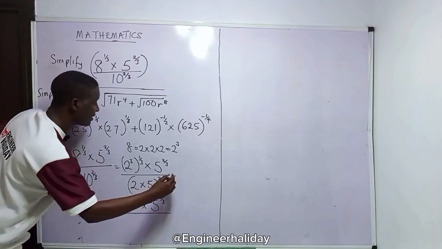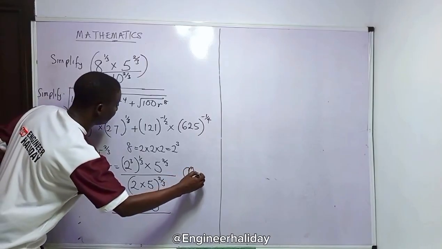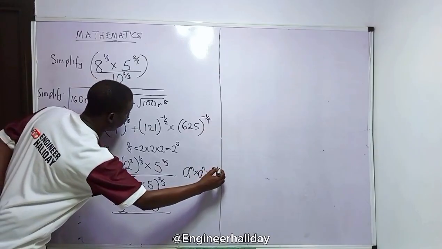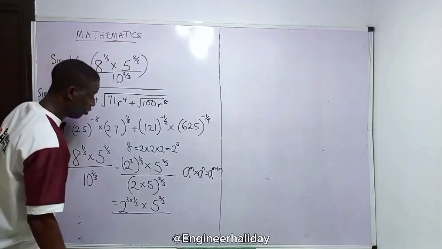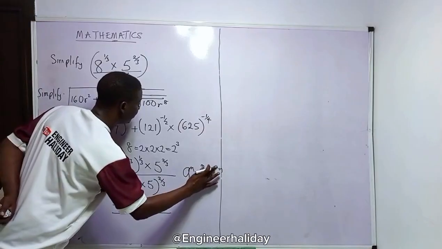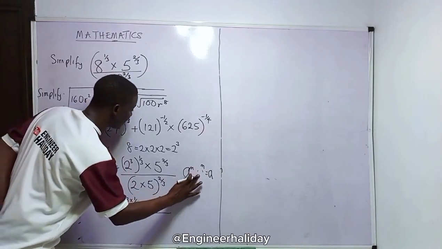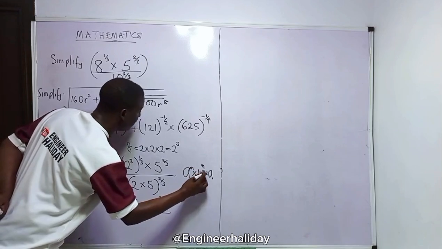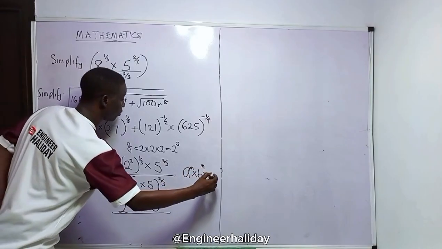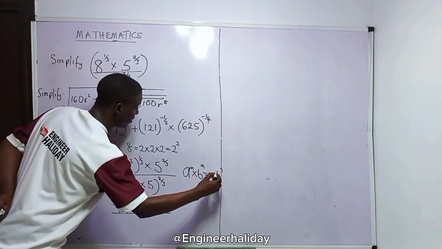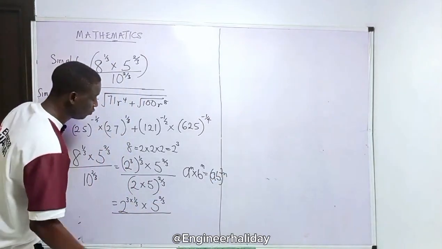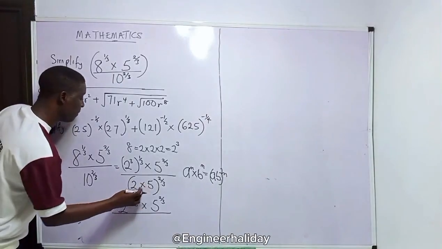Now this one is the same thing as a raised to power n times a raised to power n is a raised to power n plus n. But in this case, when you have different bases but the same power, let's say a times b, we just write (ab) all raised to power n. Just take it like that. So what I want to say is the same power but different bases.